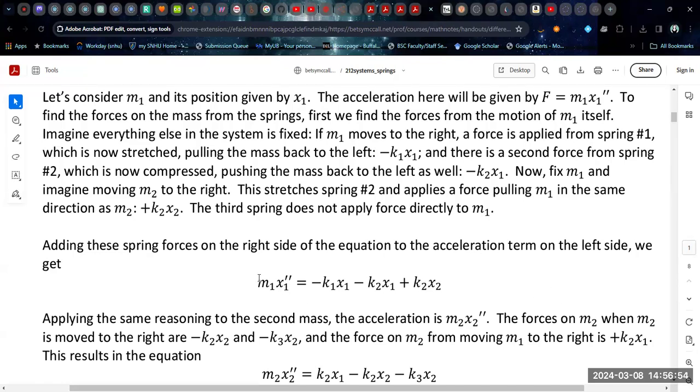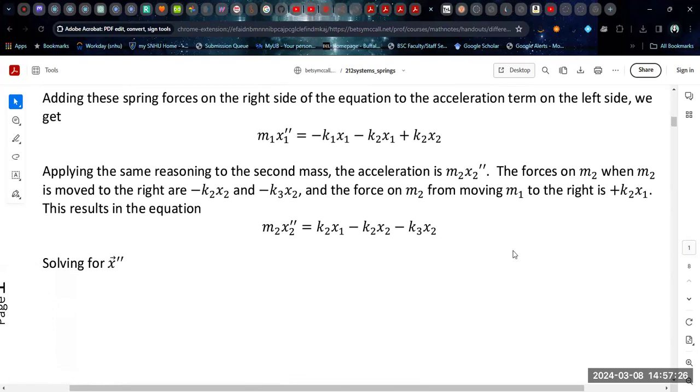So our differential equation is going to have m1 times x1 double prime, and then the balancing forces on the other side are going to be spring 1's action on m1, spring 2's action on m1, and then the application of the force from spring 2 from the action of m2. So that's going to be that interactivity between the two springs. Now we will set up the second one in a very similar fashion. The acceleration of the second mass is m2 times x2 double prime. That's the force that we're balancing.